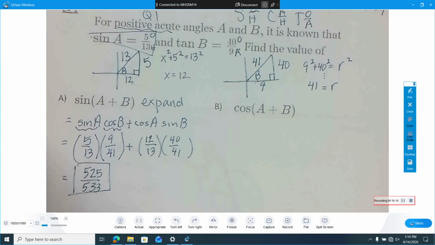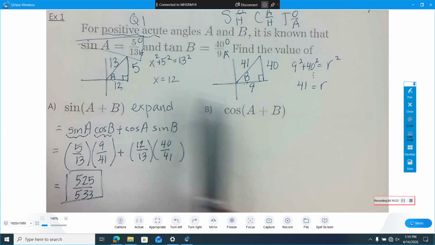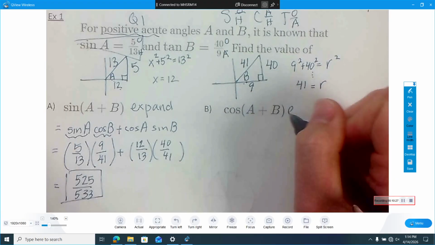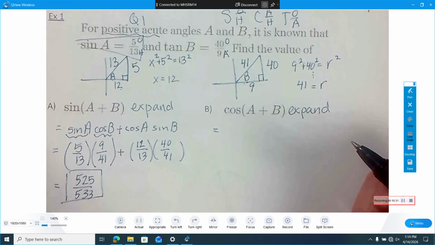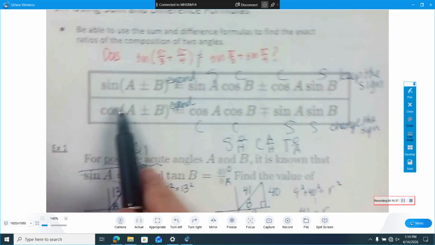Just the formula. I mean, pretty much. So we already have our triangles drawn for A and B. So now we just need to expand using the other one. So wait, where do you find the change or the keep the sign? Is that in the original? Yeah, up here in the formula.